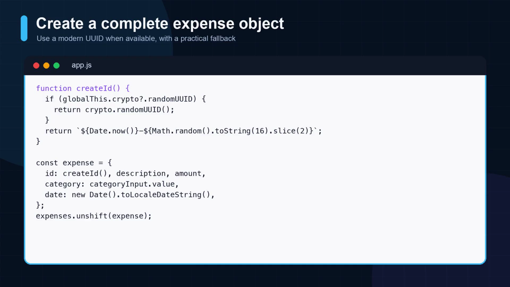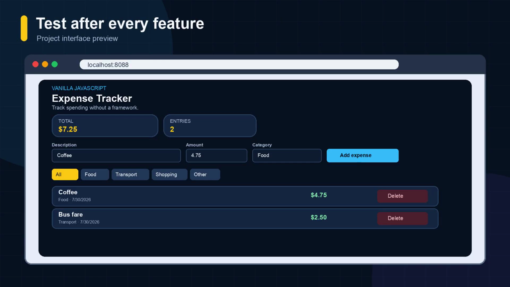For valid input, create a complete expense object. crypto.randomUUID gives it a unique ID. Then save, render, reset the form, and return keyboard focus to the description. Test immediately. Add 2 entries and confirm that the rows, total, and count all change together. Small tests make the next bug much easier to find.